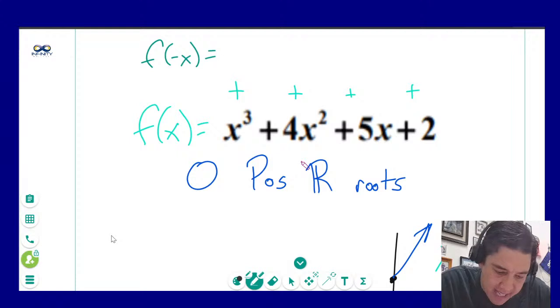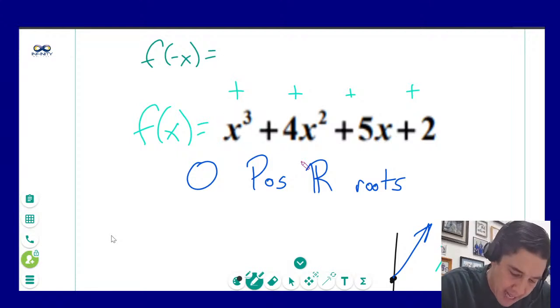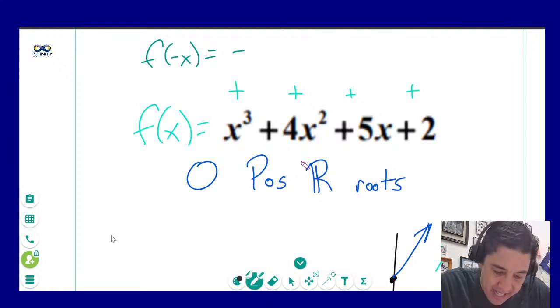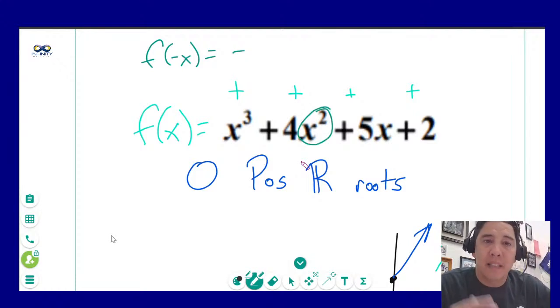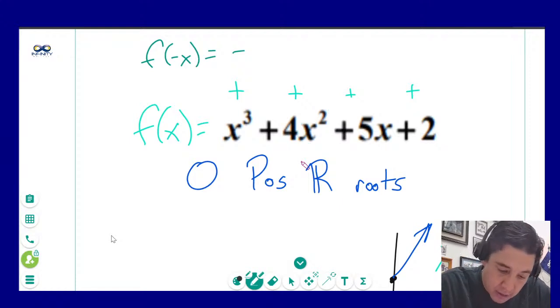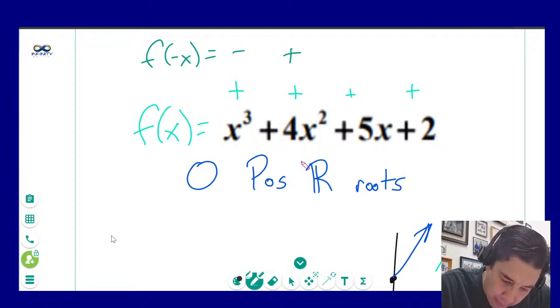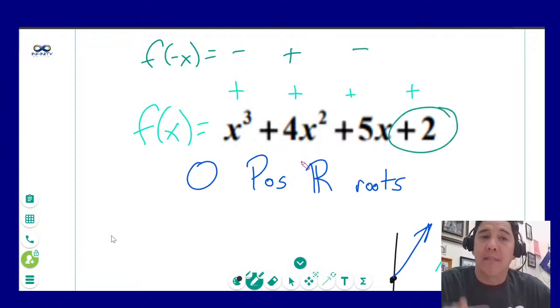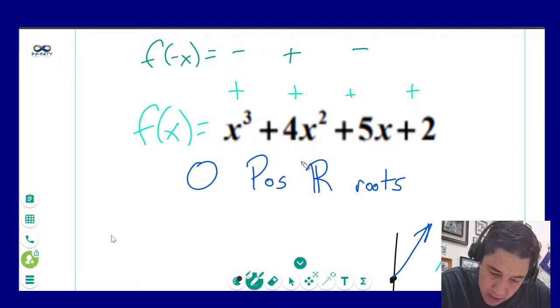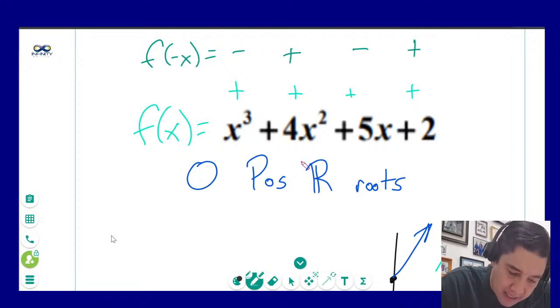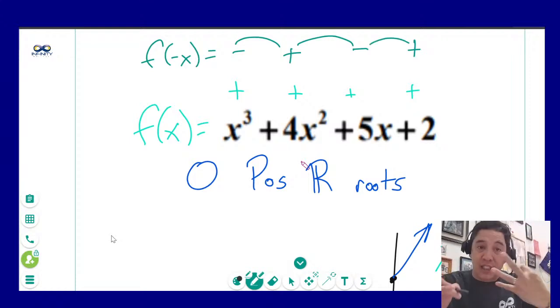Now, if I have negative x cubed, that will be negative, because a negative times a negative times a negative is a negative. Negative x squared is positive, because negative x times negative x is positive x squared. So this will remain positive. Positive 5 times negative x is negative 5x, so that will be negative. And the constant, it doesn't matter what the variable is, so it's going to be positive. So here I could see I have 1, 2, 3 sign changes.